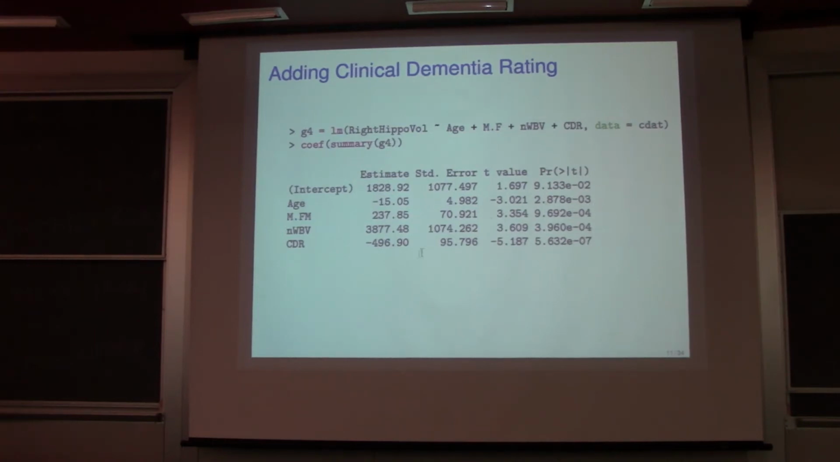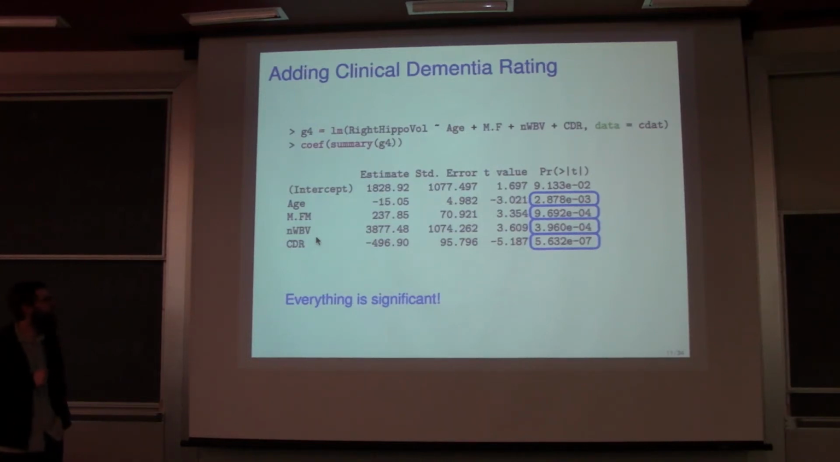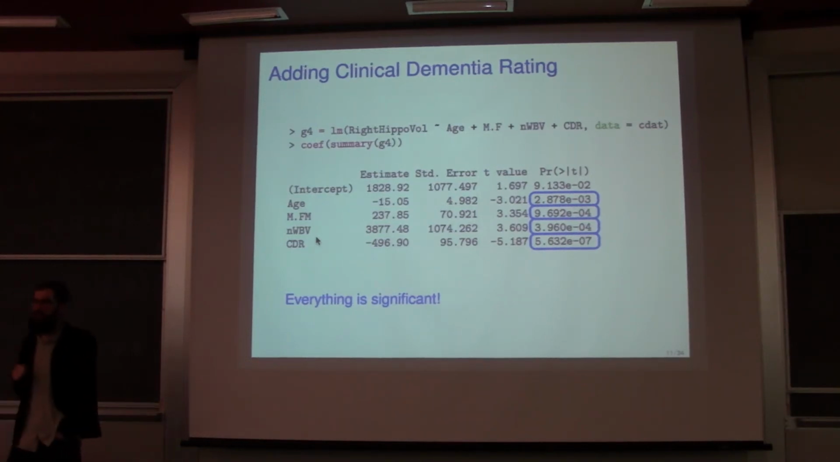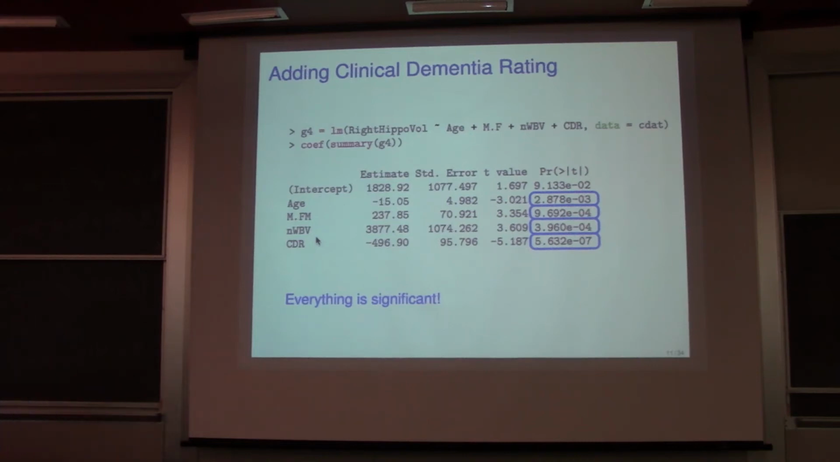So I'm going to do one more. So now we're including the CDR dimension rating, and now boom, everything's back to being below the 5% magic level. So yeah, it's a little bit crazy. What does it mean that your intercept is not significant? Oh yeah, now the intercept's not significant.